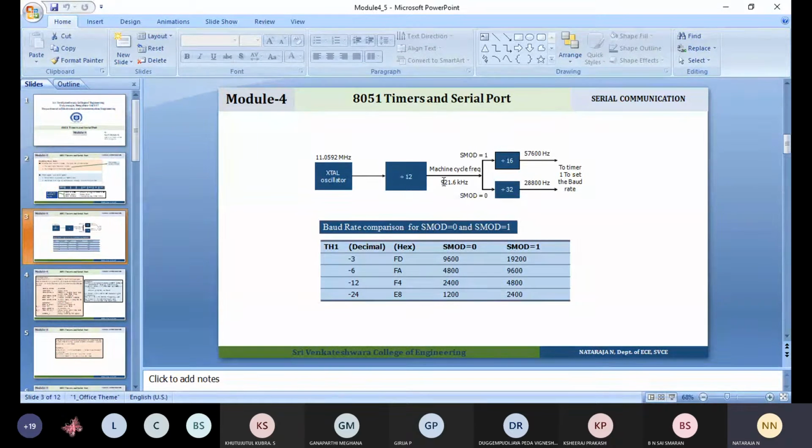Okay, the machine cycle frequency, 921.6 kilohertz, we are going to get. If I divide it by 32, using SMOD equal to 0, this is my frequency, 28,800. By making use of this, we get these baud rates. If I divide it by 16, we'll get 57,600 hertz, and based on this we get these baud rates. Make a note of this, then we'll discuss the programs.